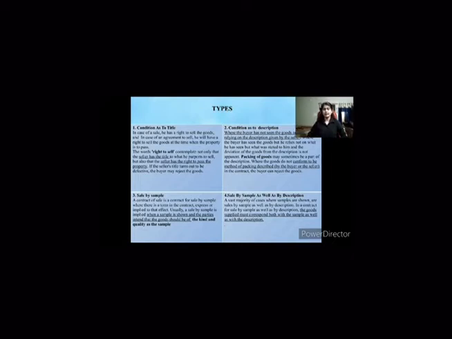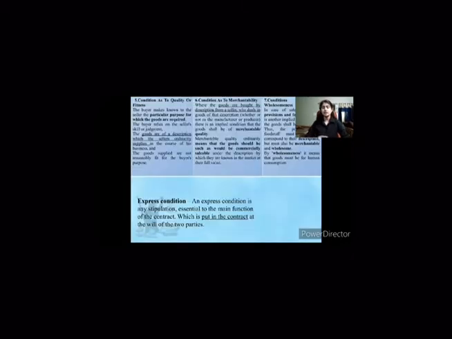कंडीशन एज टू क्वालिटी और फिटनेस. इसमें जो बायर है वो एक स्पेसिफिक क्वालिटी का गुड डिमांड करता है तो जो सेलर है वो उसे ऑर्डिनरी क्वालिटी का गुड नहीं दे सकता. जो बायर का स्पेसिफिक पर्पस है वो फुलफिल होना चाहिए. नेक्स्ट इज कंडीशन एज टू मर्चेंटेबिलिटी. मर्चेंटेबिलिटी का मतलब होता है जो गुड्स हैं वो कमर्शियली सेलेबल होनी चाहिए. अगर जो सेलर है वो डीलर है उन प्रोडक्ट्स का तो ये इम्प्लाइड होता है कि वो अच्छी क्वालिटी का गुड ही देगा, तो उसे इस शर्त के ऊपर ट्रस्ट के साथ काम करना चाहिए.